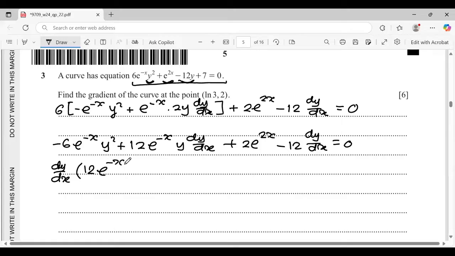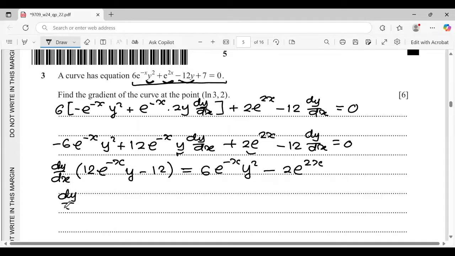E to the power minus x and so on minus 12. Oh, this is y here, sorry. Writing here y minus 12. And I'm going to set minus 6 becomes 6. 6e to the power minus x, y squared, and then minus 2e to the power 2x, like this.